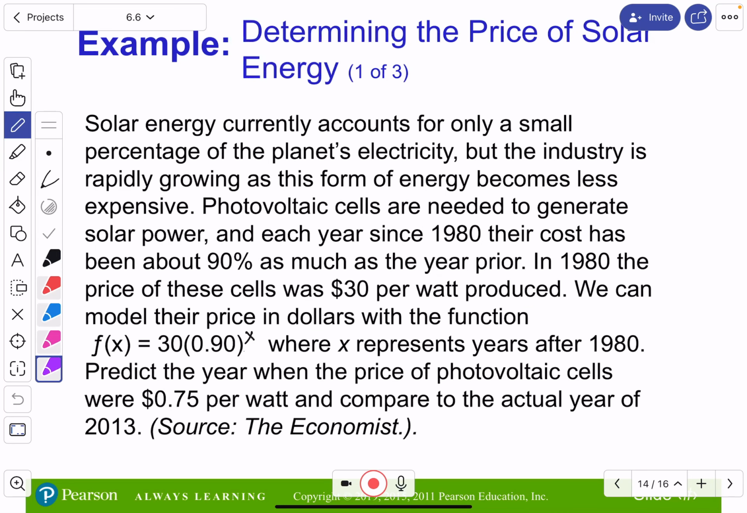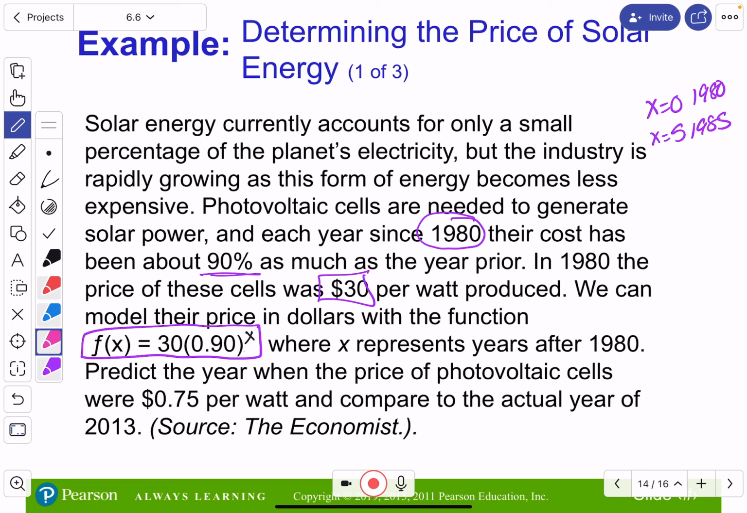Solar energy only accounts for a small percentage of the planet's electricity, but it's rapidly growing. Cells are needed to generate it, and each year since 1980, the cost has been about 90% as much as the prior year. In 1980, the price was $30 per watt produced. We can model that with this equation. x is the years after 1980, so x equals 0 is 1980, x equals 5 would be 1985, and so on.